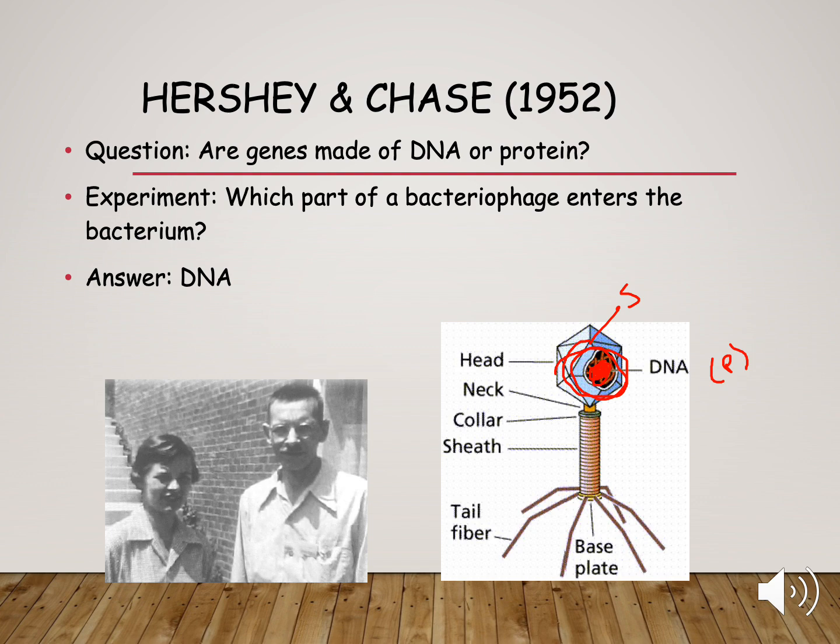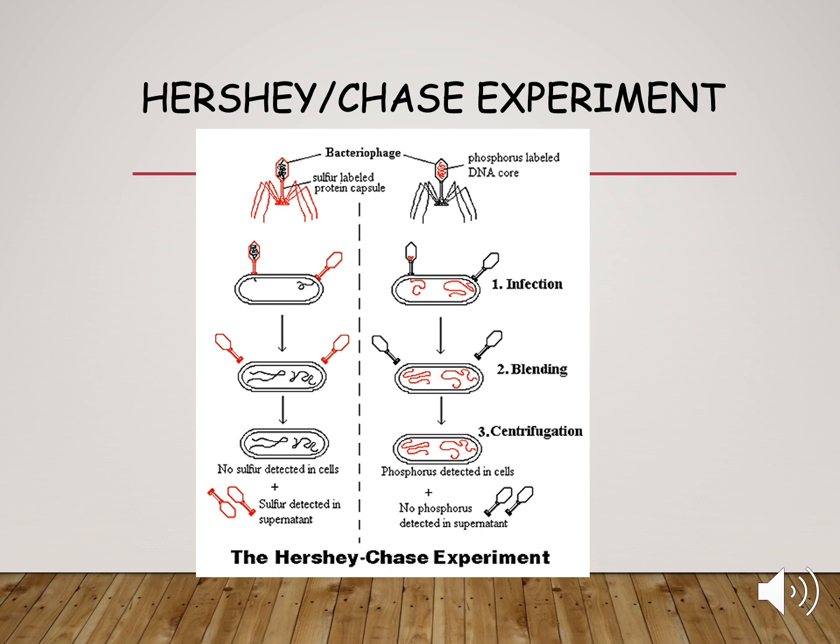Let's look at the experiment. Hershey and Chase experiment, they took the bacteriophage, and in one case they were looking at the protein. On this side they're looking at the protein, and they allowed that bacteriophage to attach to the bacteria, and then they noticed that there was no sulfur detected in the cells at the end. Since there's no sulfur, they knew that the protein was not responsible for passing on genetic information.